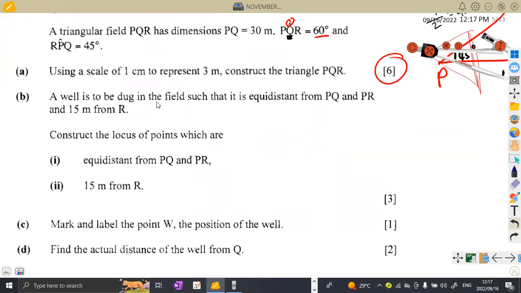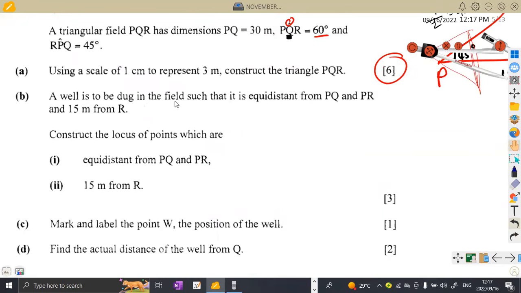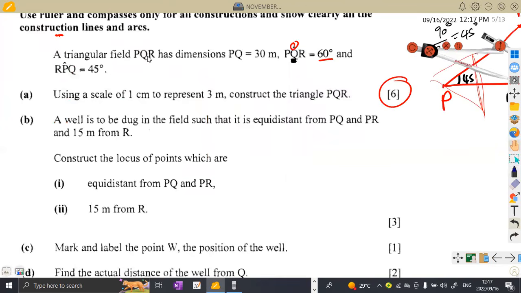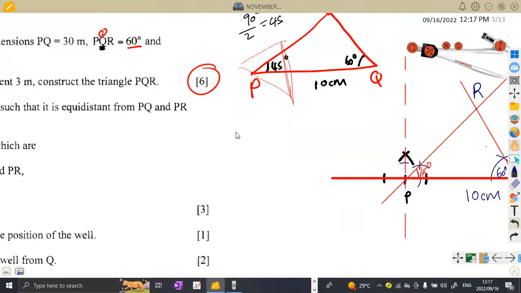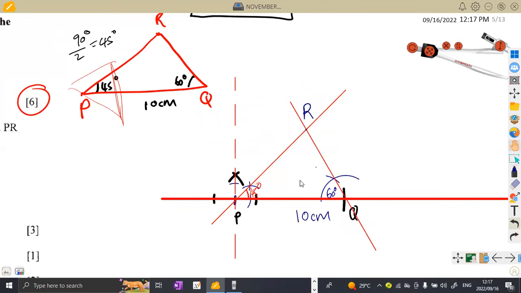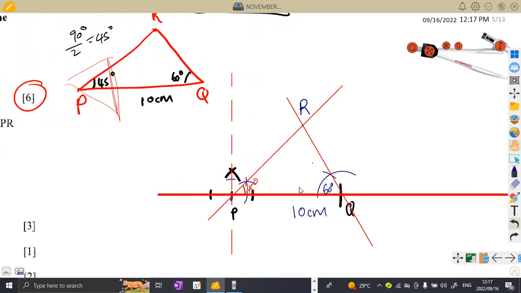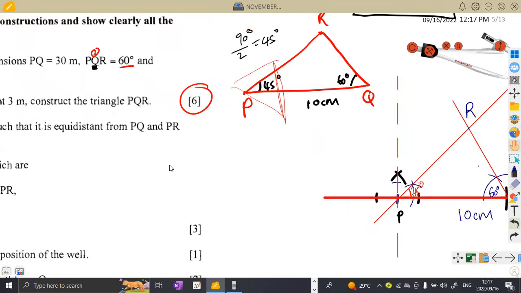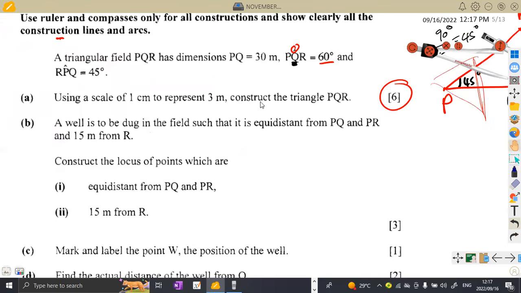B, a well is to be dug in the field. Remember, our field is a triangular field, which means a well has to be inside this triangle. This is where the well is supposed to be. It's supposed to be inside the triangle. The question is construct. Sorry, inside.